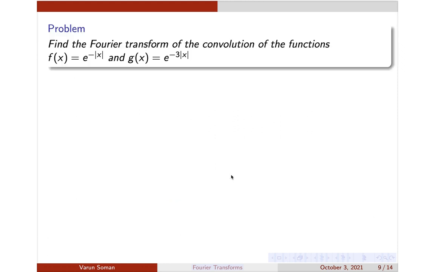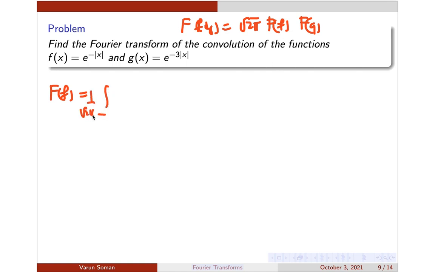Let us find the Fourier transform of the convolution of the functions e raised to minus mod x and e raised to minus 3 mod x. You know already by the convolution theorem, F of f star g is simply root 2 pi into F of f into F of g. Now let us find F of f. You need the Fourier transform, which is 1 by root 2 pi into the integral from minus infinity to infinity of e raised to minus mod x into e raised to minus i omega x dx.